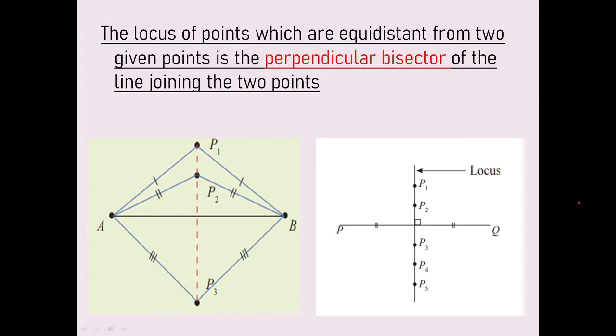Why do we say perpendicular? Look at this diagram. PQ and locus P1, P2, P3, P4, P5. That is the locus. The locus is the line joining those points. We say perpendicular because that locus and the line PQ make a right angle. That is why it is perpendicular. Why bisector? Bisector means divide equally into two parts. The two parts are equal. So this is called the perpendicular bisector.